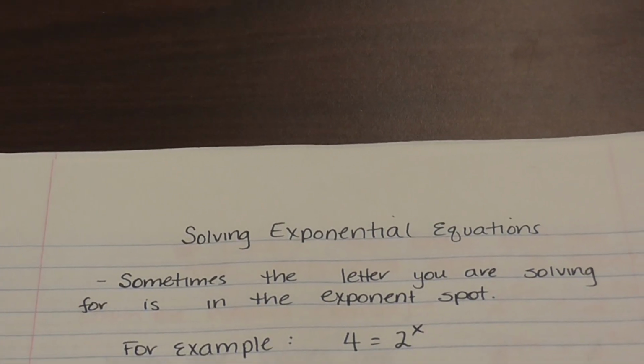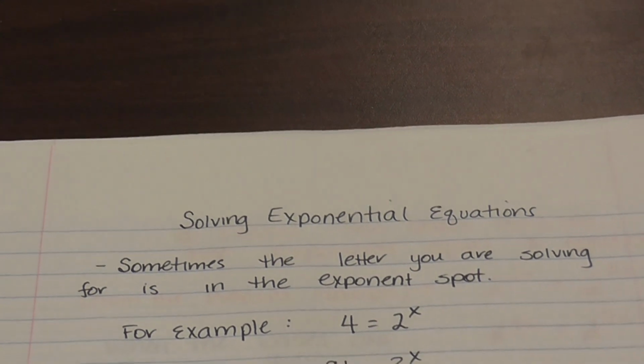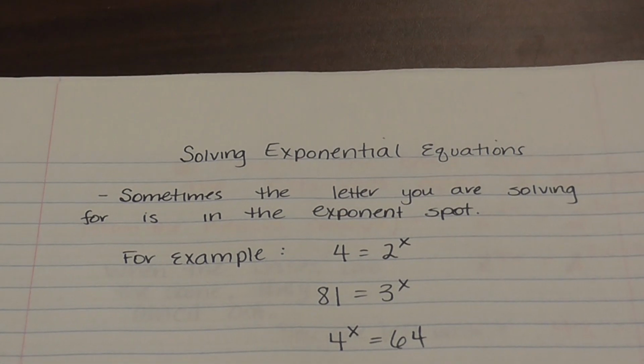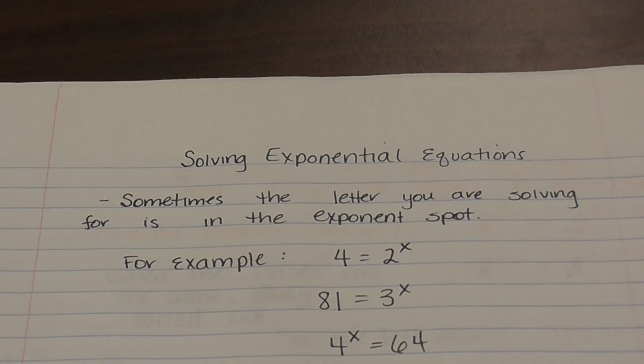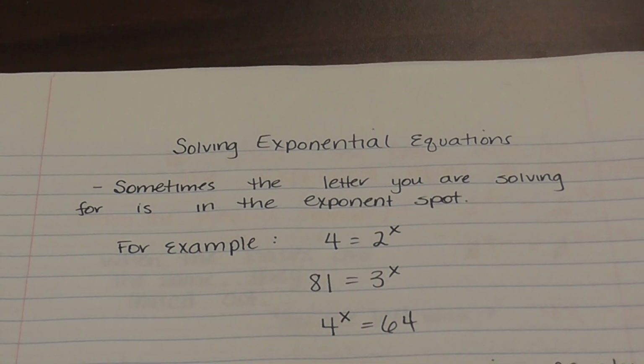So today's video is about solving exponential equations. Sometimes the letter that you're solving for is in the exponent spot. Some examples of this would be 4 equals 2 to the x power, or 81 equals 3 to the x power, or 4^x equals 64.